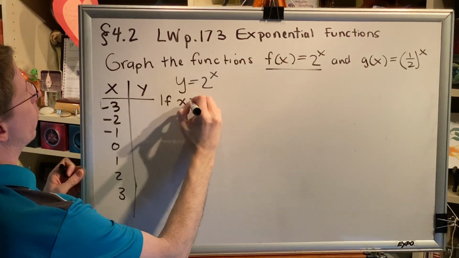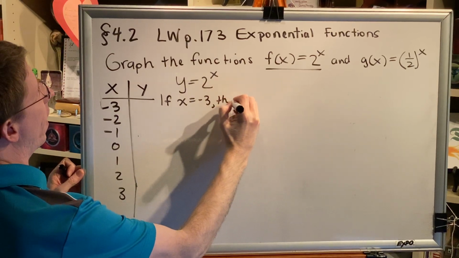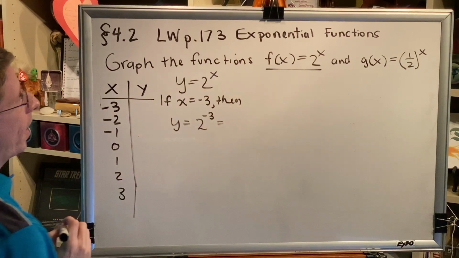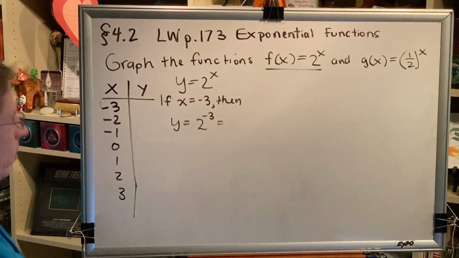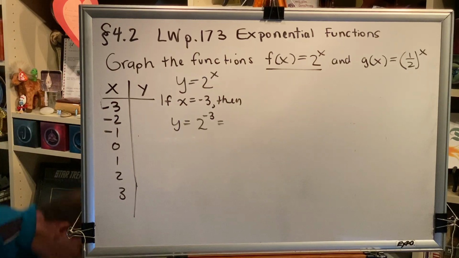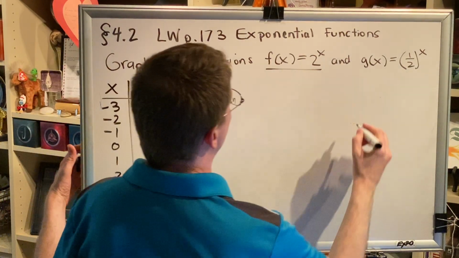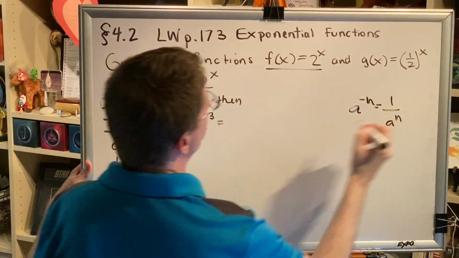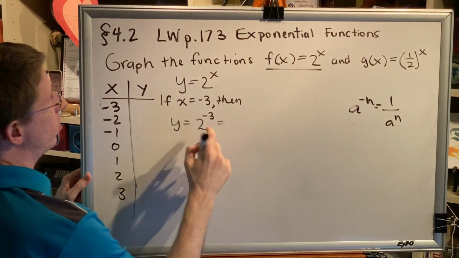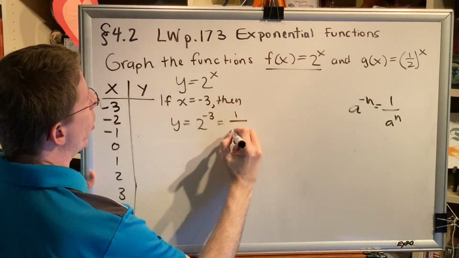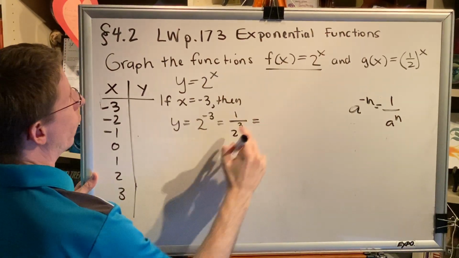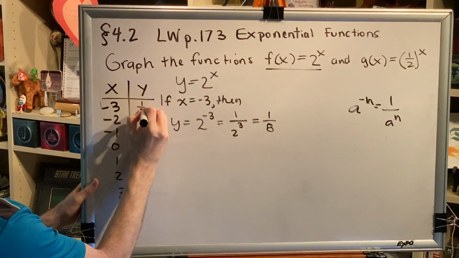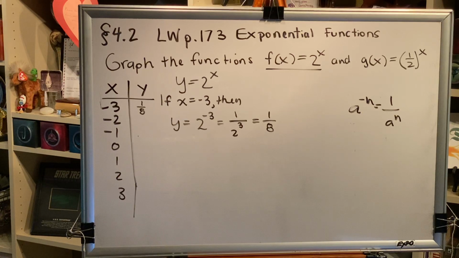So if x equals -3, then y equals 2 to the -3 power. Now remember your intermediate algebra rules. Whenever you have a negative exponent, you can get rid of that negative exponent using this rule. A to the negative n is the same thing as 1 over a to the positive n. So similarly, 2 to the -3 would be the same thing as 1 over 2 to the positive 3. Of course, 2 cubed is 8, so we get 1/8. So if x equals -3, y equals 1/8.